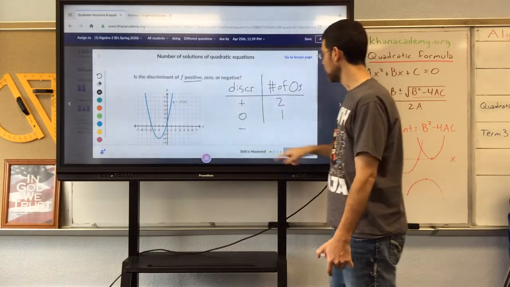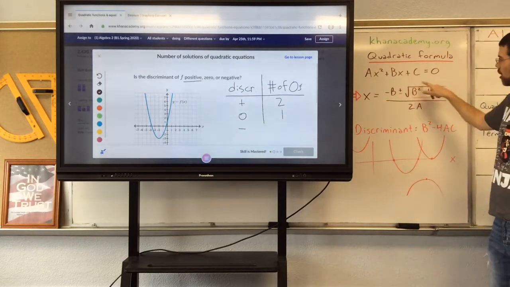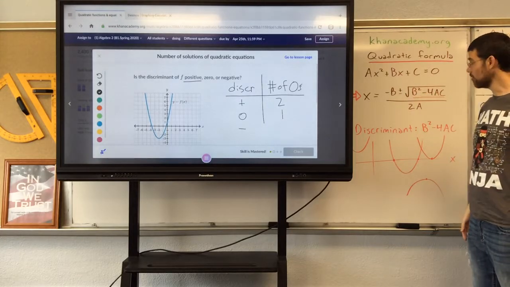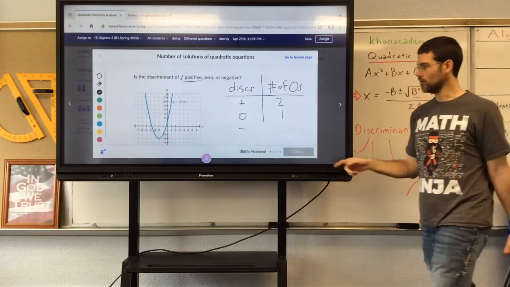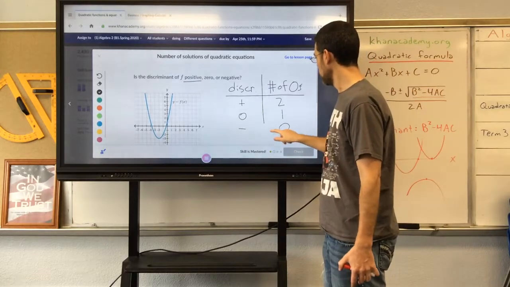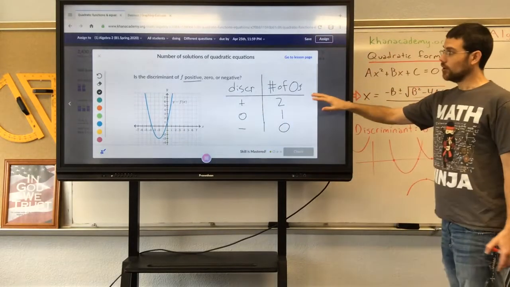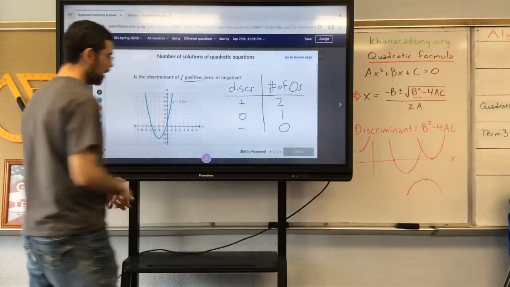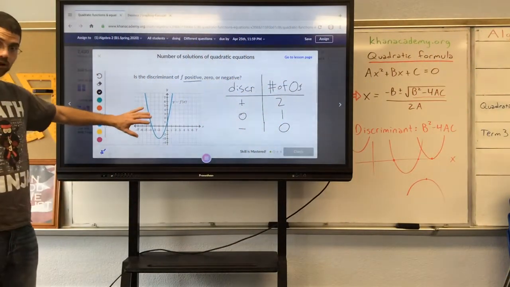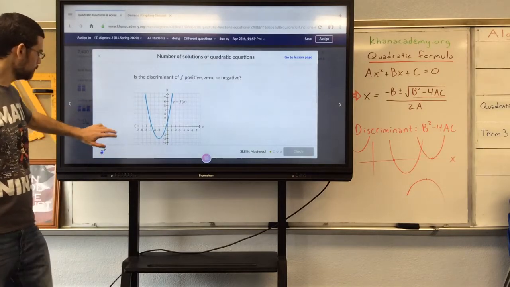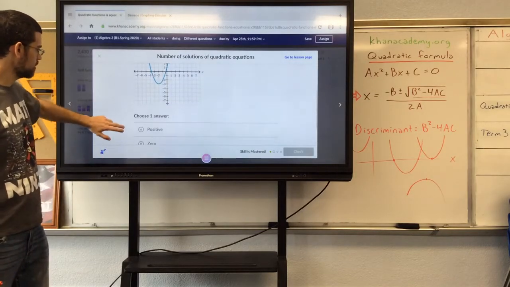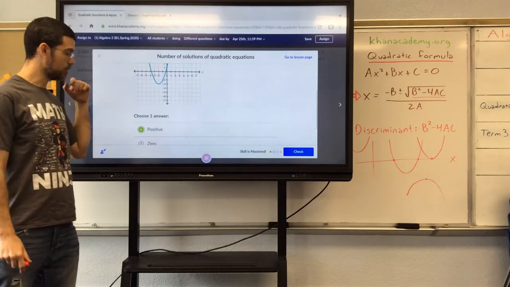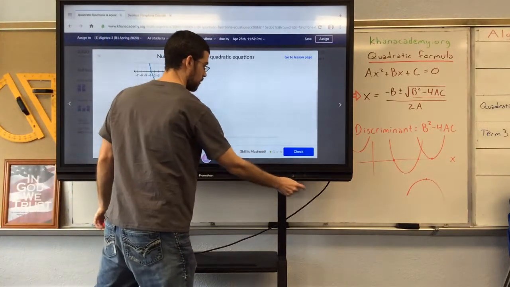And if the discriminant is negative, I get an imaginary result, so I don't get a real result. I have no real result, so there'd be 0 real number solutions. So we can use that chart to figure this out and figure problems like it out. So in this case, we see that there's two real solutions, so the discriminant must be positive.